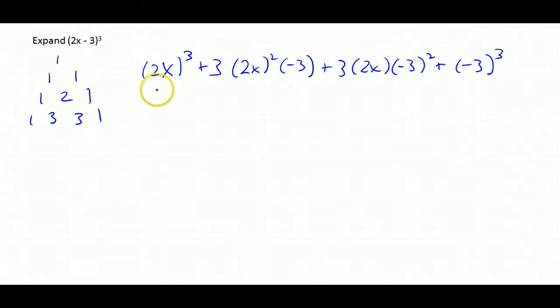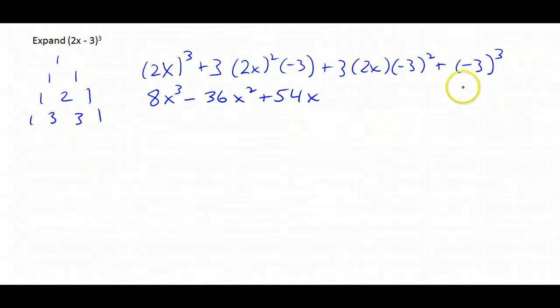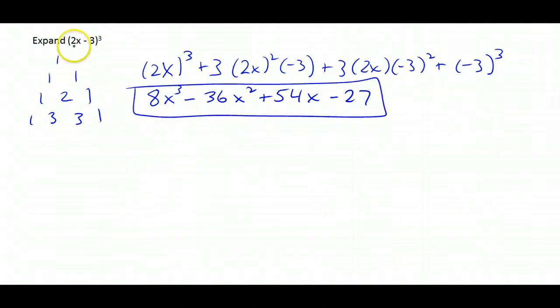And when I work all that out, that's going to be 8x cubed. Now here I have negative 3 times 2 squared. So it's going to be negative 9 times 4, which is negative 36x squared. Here my negative 3 is squared, so it's positive, so it's going to be 9 times 6, that's 54x, and then finally negative 3 cubed is minus 27. That's a lot easier than multiplying that out 3 times using FOIL.